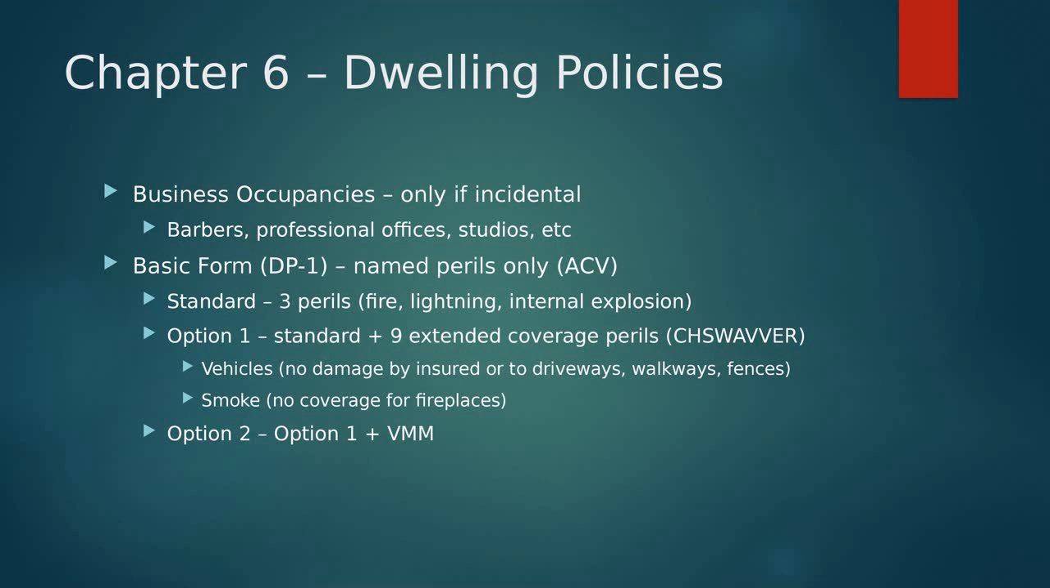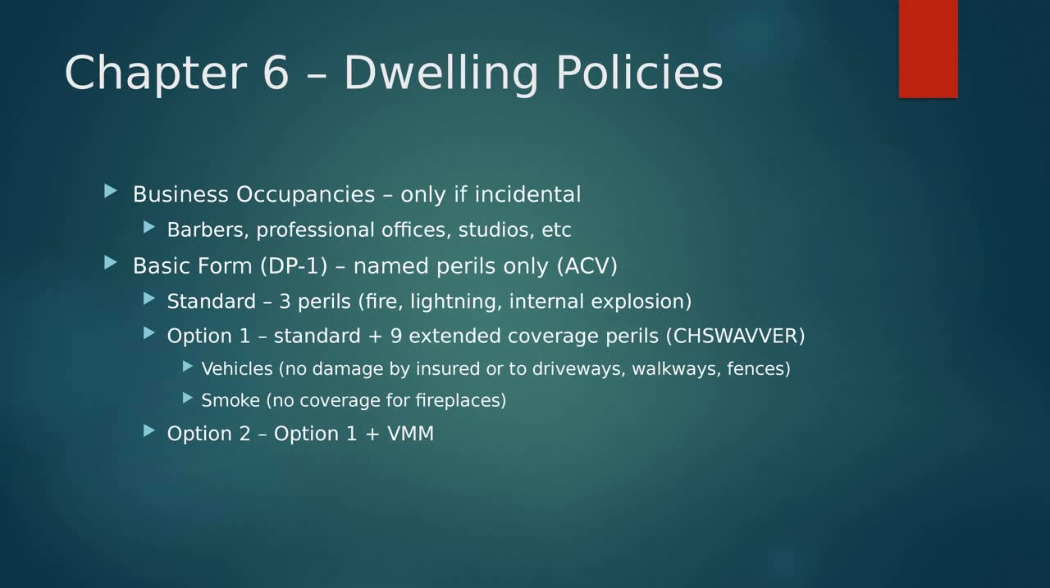In this case, just so you know, in all DP1, it is only going to be on those specifically named perils only, and the valuation for loss is going to be on an actual cash value basis. So the 3 perils, or causes of loss, that you will have coverage for on the dwelling policy are going to be fire, lightning, and internal explosion. An internal explosion is like the explosion of a gas water heater inside of a house. Okay? So those 3 things are the only things that are covered under a standard DP1 policy.